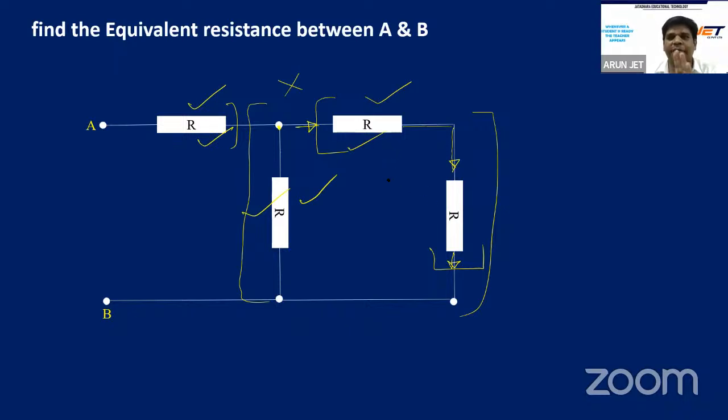When do you say parallel? We'll talk about it later. Parallel is more interesting. But how do you say series? Whenever current enters R1, it should exit from R1 and enter the next resistor. But here, look at what happens. Let me just clear this. One second, students.